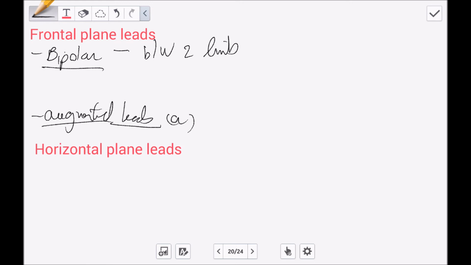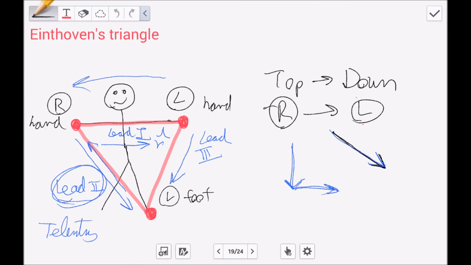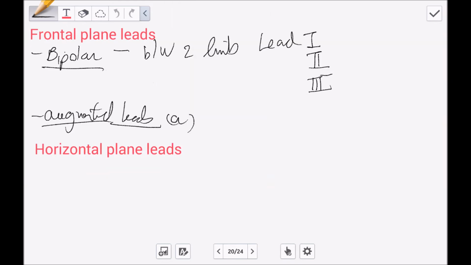So which ones are the bipolar leads? Well, these are lead 1, lead 2, and lead 3. Because from the previous slide, let's go back, as you can see, it's actually connecting 2 points. That's what makes it a triangle, right? So they're bipolar in that sense, because they connect 2 limbs.